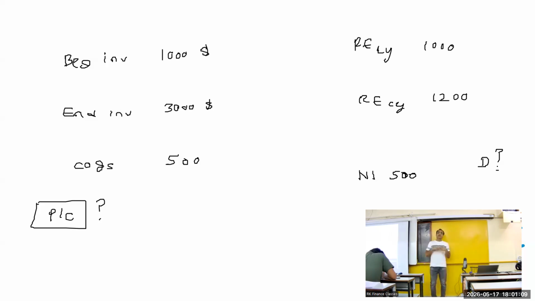The formula was: in the beginning, purchases will be added, the sold goods will be subtracted, then you should get the ending inventory. Formula was beginning plus purchases minus sold, meaning minus cost of goods sold, should be equal to ending.